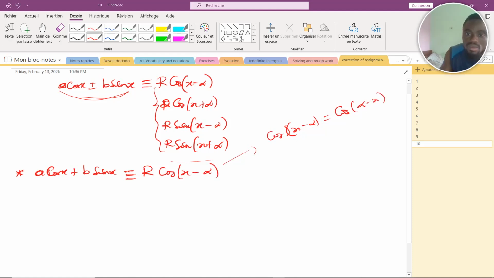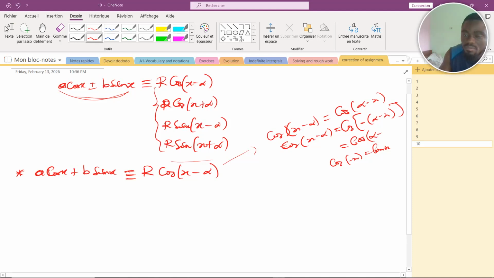Why? Cos(x minus alpha) is the same as cos of minus (alpha minus x). But you know that the cos function is an even function, so cos of minus x is equal to cos of x. So this becomes cos(alpha minus x). Is that okay? So let's come back to this.